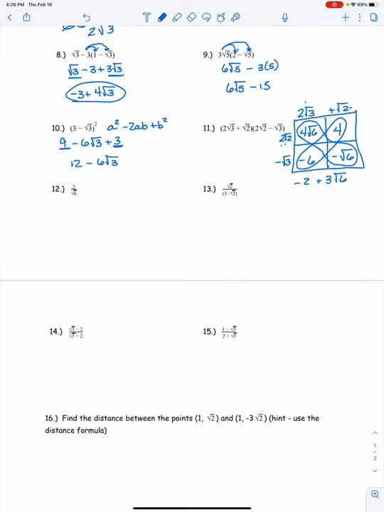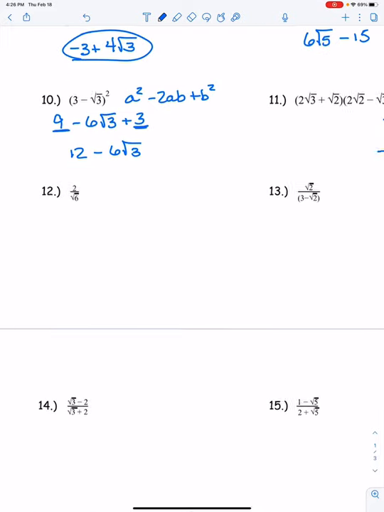With number 12, we need to simplify this. Please remember, one of the rules that we learned is that you cannot have a radical in your denominator. So I'm going to rationalize my denominator by multiplying my denominator over my denominator. Okay, so I have the square root of 6 in my denominator. So I'm going to multiply the square root of 6 over the square root of 6.